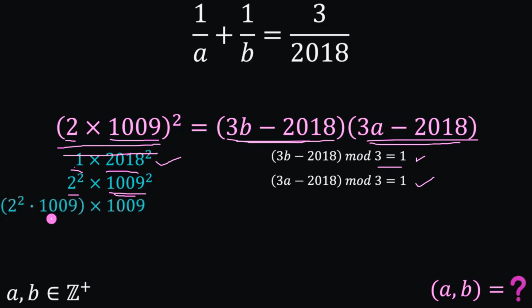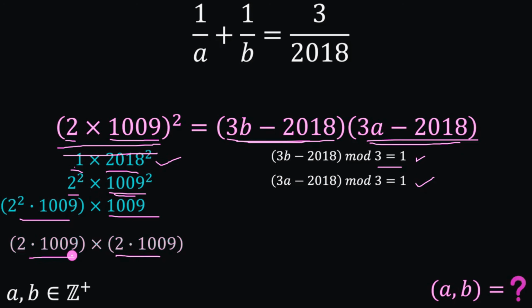And another pair, the last pair, is 2 squared times 1009 and 1009. They are both 1 mod 3. Now, the question is, why not the factors 2 times 1009 and 2 times 1009? Here's the reason. Because both factors are not 1 mod 3. Because 1009, we know this is 1 mod 3.